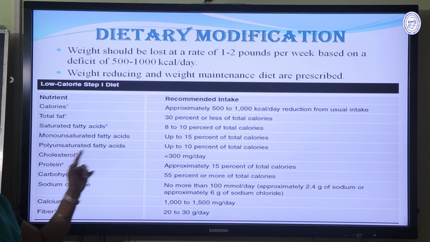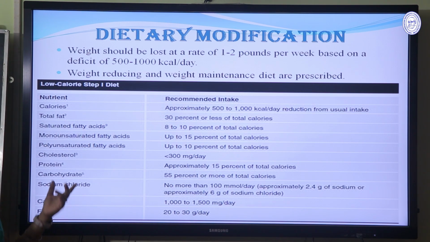Dietary cholesterol should always be less than 300 milligram per day to reduce hyperlipidemia, because hypercholesterolemia and hypertriglyceridemia are very common with obesity. Protein requirement is approximately 15% of the total kilocalories. Carbohydrate requirement is 55% of the total kilocalories, among which 60 to 65% of the total carbohydrate should come from complex carbohydrate, because complex carbohydrate has some beneficial effect in combating obesity and obesity associated complications like diabetes, like cardiovascular disease, etc.